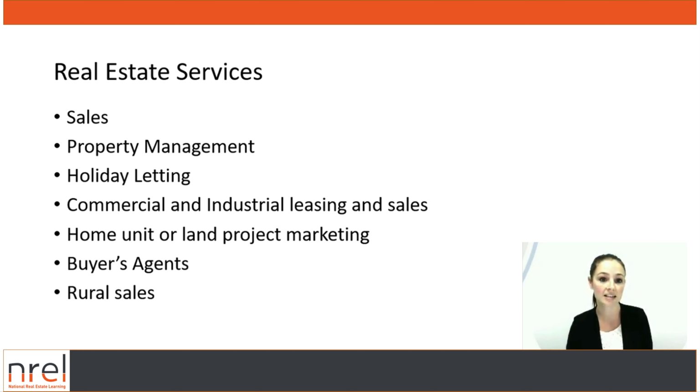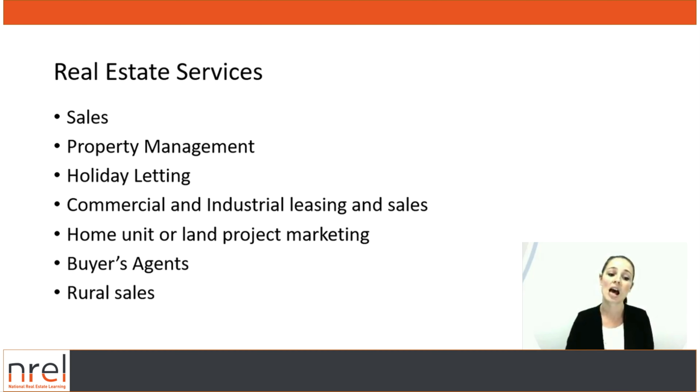and school holidays. Commercial and industrial leasing and sales is very similar to residential leasing and sales, however you're dealing with different types of properties. So you're dealing with warehouses, office space, retail premises and things like that. A lot of the time you'll have agencies that purely focus on commercial and industrial, but you also can have residential and commercial within the same office as well. Generally as well with the commercial offices, they'll also deal with business sales.